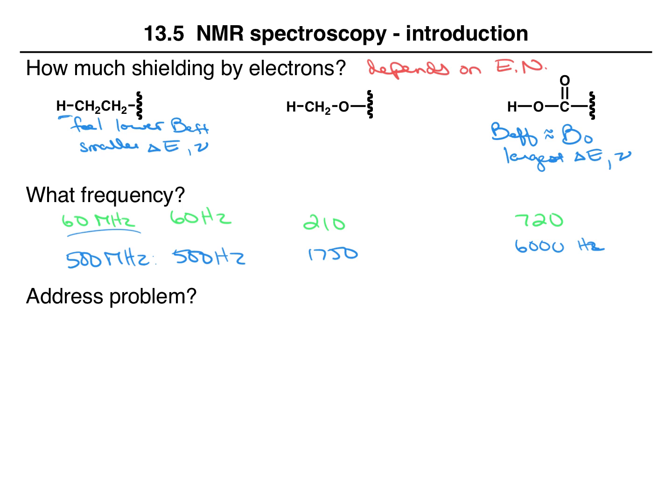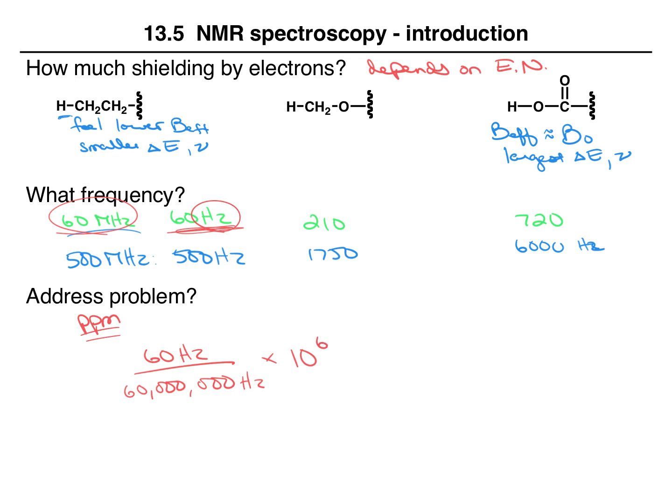But we can address the problem. Rather than using a range of frequencies in hertz, we can instead compare it as parts per million. So looking at this particular frequency, this is 60 hertz out of 60 megahertz. So that is 60 million hertz. And then we multiply that by 10 to the 6th, because 10 to the 6th is what then gives us ppm. And that is then equal to 1 ppm.